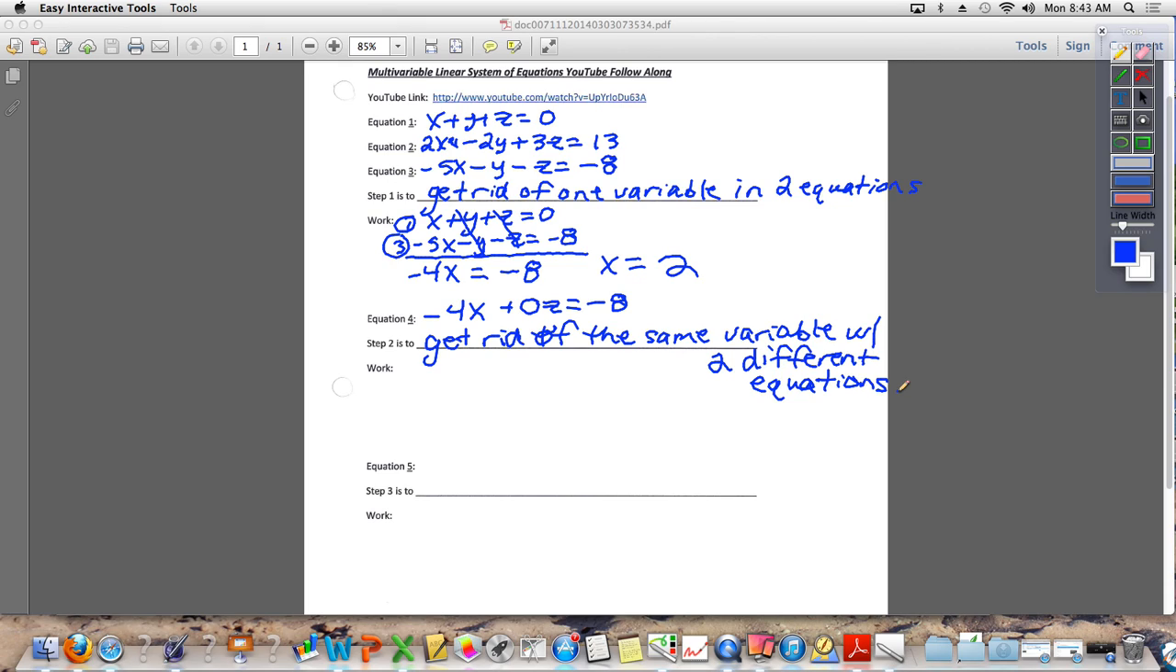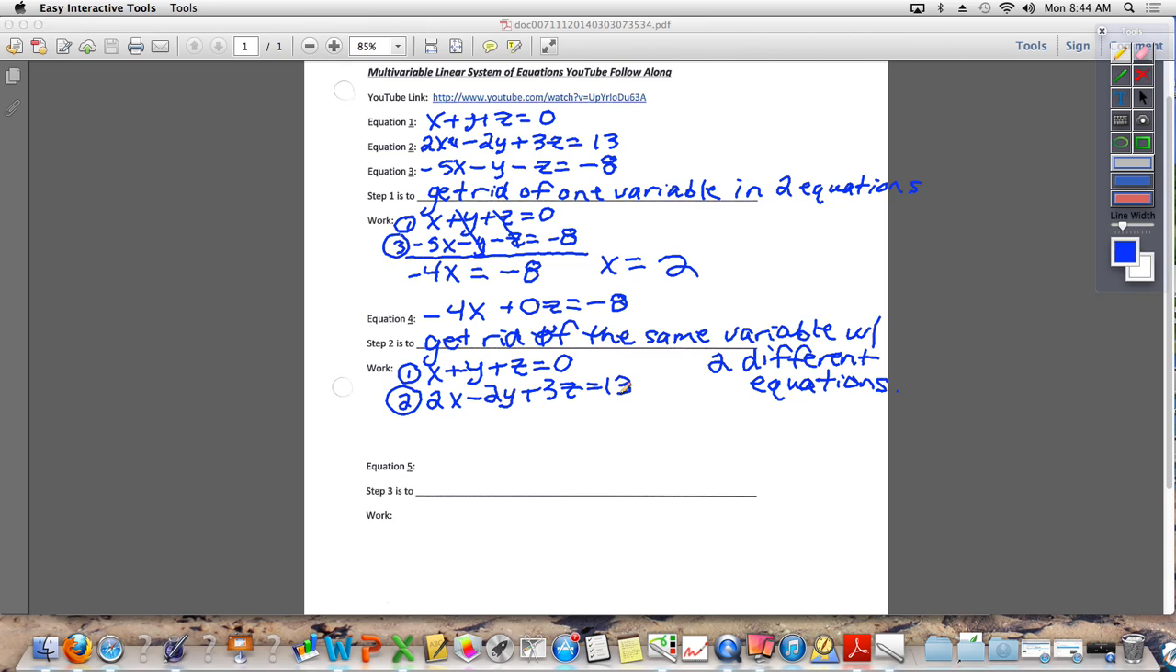So let's do 1 and 2, and I'm going to rewrite them again. Equation 1 is x plus y plus z is equal to 0. And we're also going to use equation 2, which is 2x minus 2y plus 3z is equal to 13. Our job, remember, is to get rid of the exact same variables. What do we have to do to these equations so that we can get rid of the y's again?